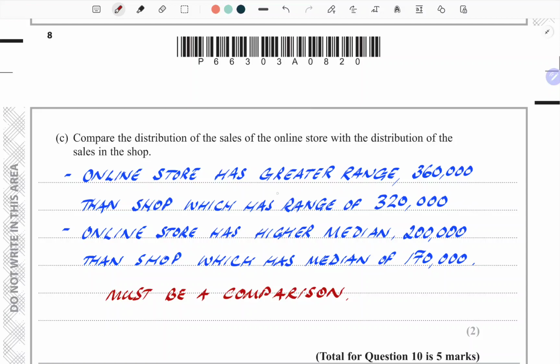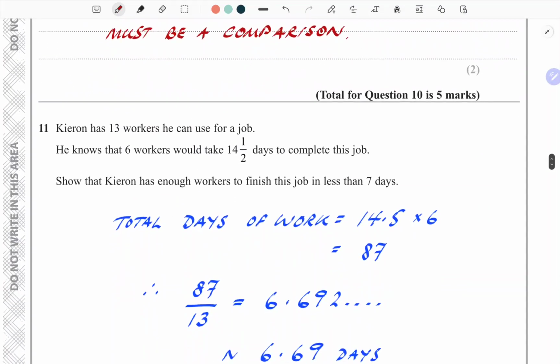So it's that greater or less than, whichever one you want to put. And then the online store has a higher median of 200,000 than shop, which has median of 170,000. So make sure you put in a comparison, and where possible, state the actual values, to make sure that you're safe getting the 2 marks.